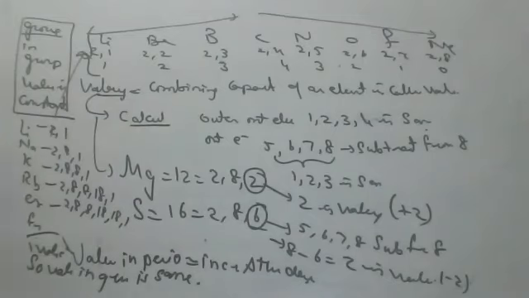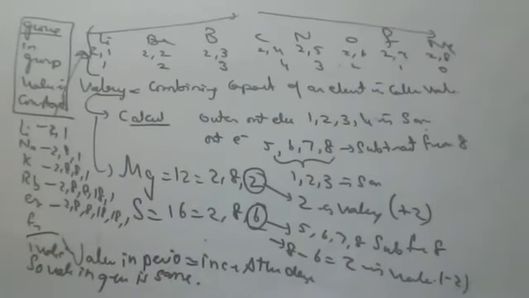Please write down, children, all answers. Valency in a group is constant. First, write the constant answer and then show how. And what happens to the valency in a period, if they ask? Write down increases and then decreases. If they ask how, show this. Please show this, children.